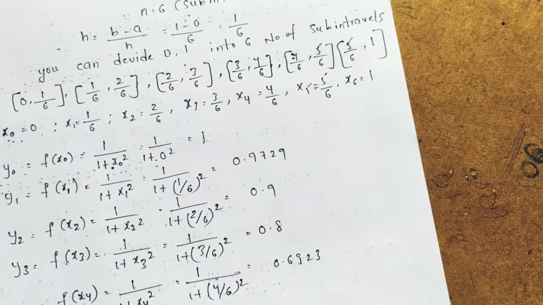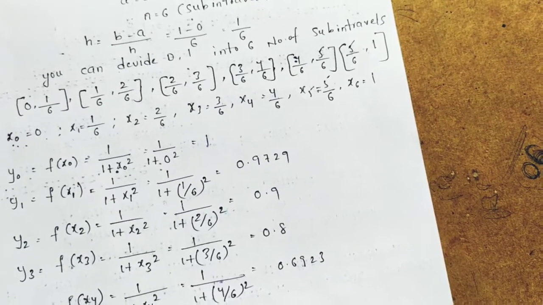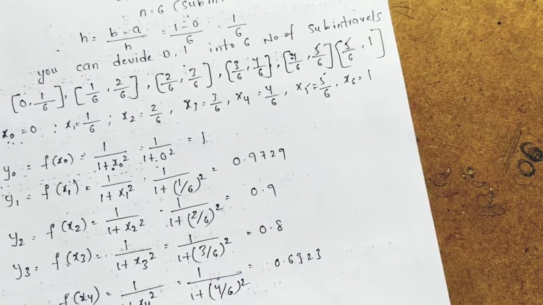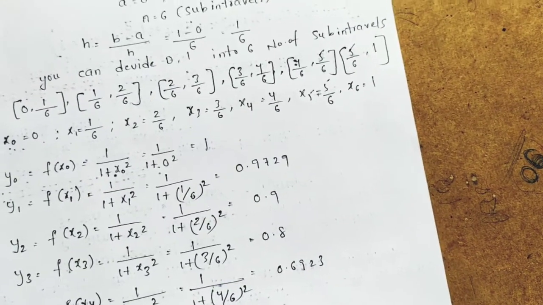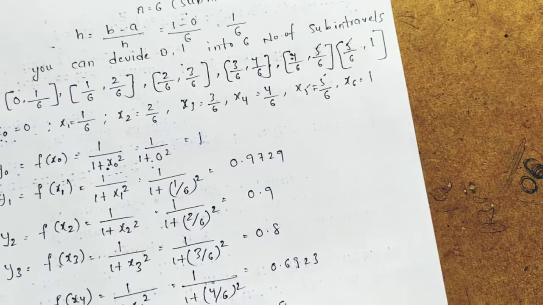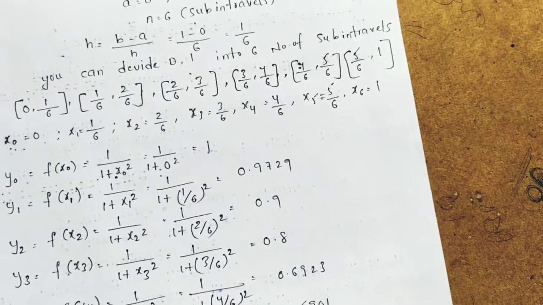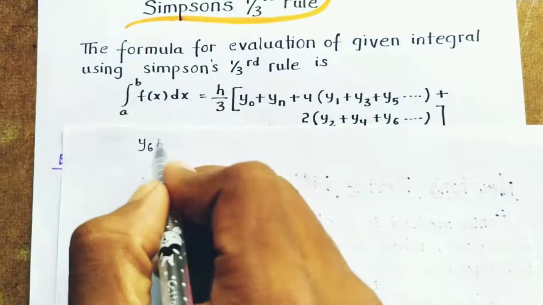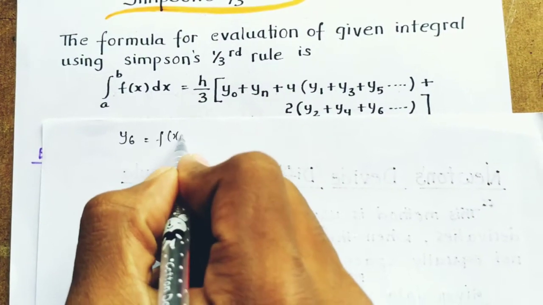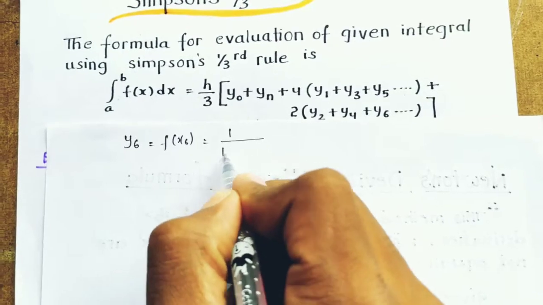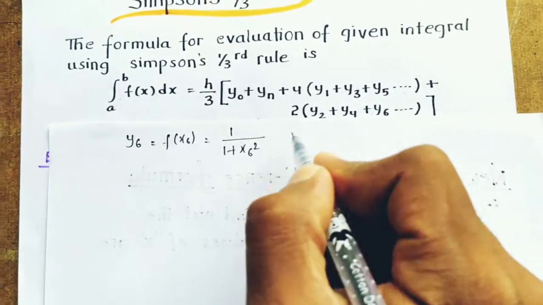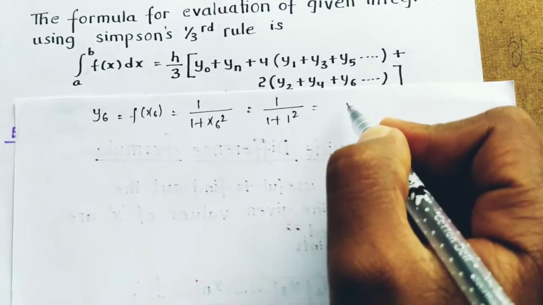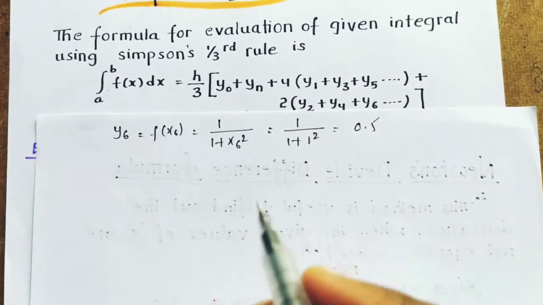Here y5 is f of x5. The value is 1 by 1 plus x5 square, 1 by 1 plus 5 by 6 square. Here the value is 0.5901. Similarly find out the value of y6. Here the y6 value is f of x6, that means 1 by 1 plus x6 square. Here the value is 1 by 1 plus 1 square, 1 by 2, which means the value is 0.5.